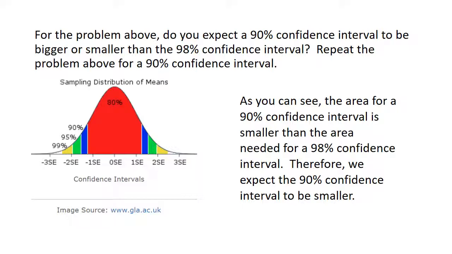90% confidence interval is a little bigger than that. 95% confidence interval is bigger than that. The bigger the confidence interval, the higher the confidence level. So a 90% confidence interval has a smaller confidence level than 98%, so it has a smaller area, so it's going to be a smaller interval.